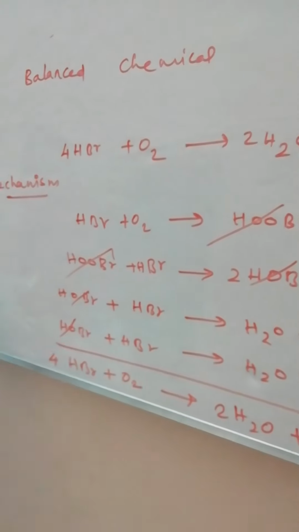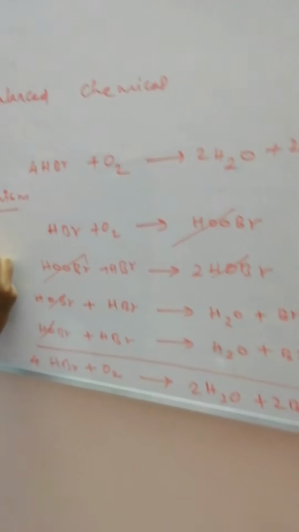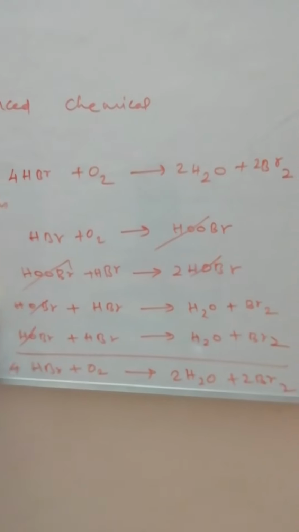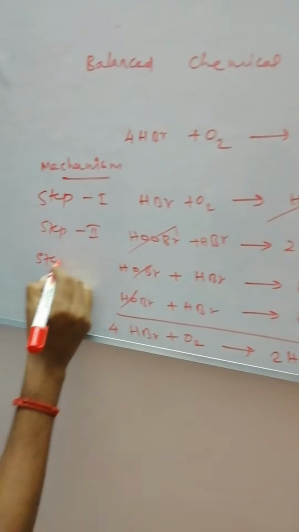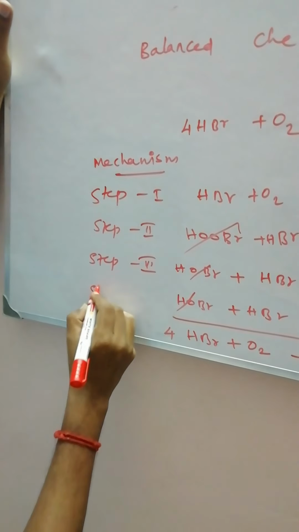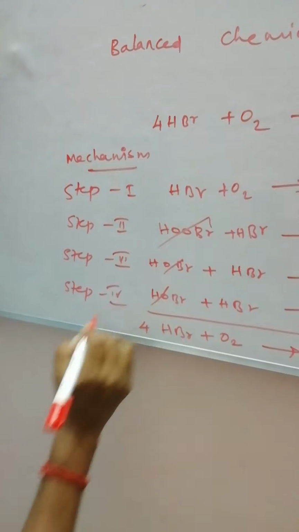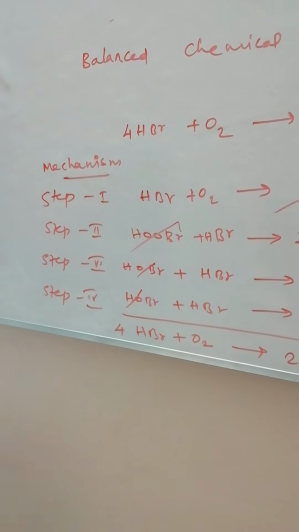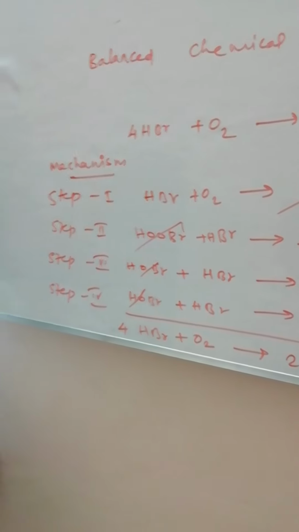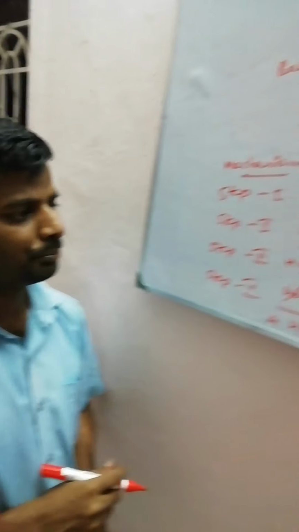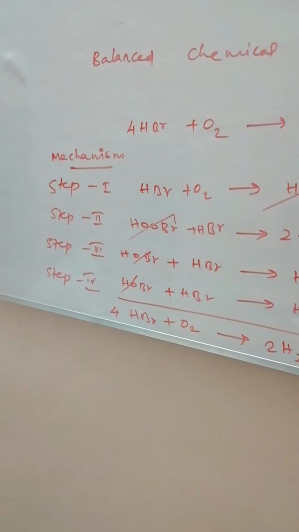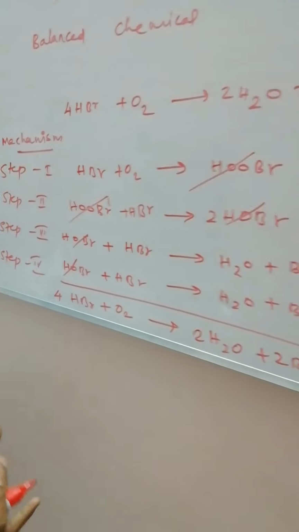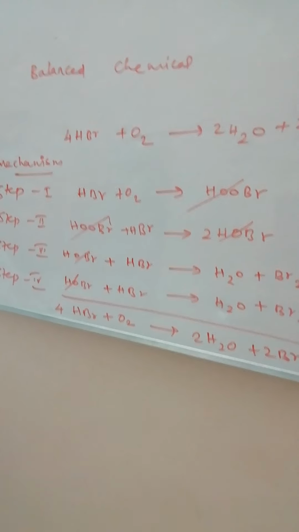Actually, it will be like these steps. Step 1, step 2, step 3, step 4. So it is a complex reaction. A reaction with more than 3 steps is called a complex reaction. So this is one example of an elementary reaction and a complex reaction.